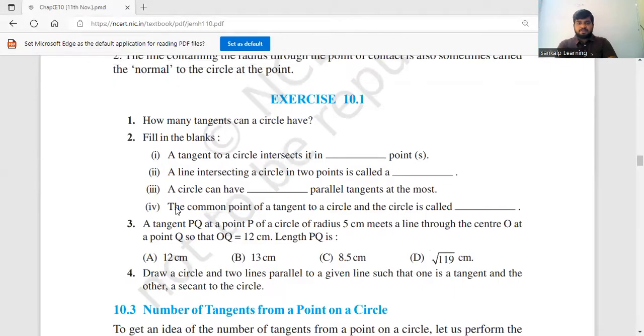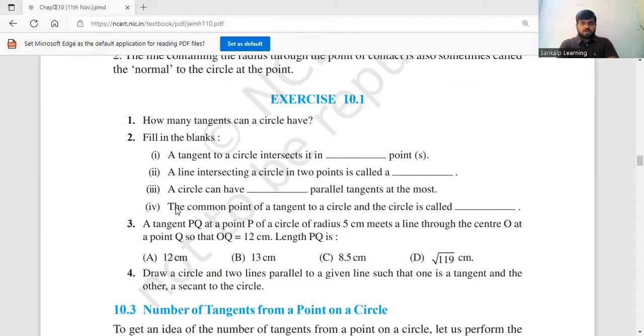So you can draw as many tangents as you like, because on a circle there are infinite points, isn't it? There are so many points on the circle, which means for each point you can draw a tangent. In the previous video I told you, if a point is on the circle you can draw one tangent to it. So how many points are there on the circle? There are infinite points, beyond finite. Therefore you can draw many tangents to the circle. Therefore the answer will be infinite tangents. So how many tangents can a circle have? A circle can have infinite tangents.